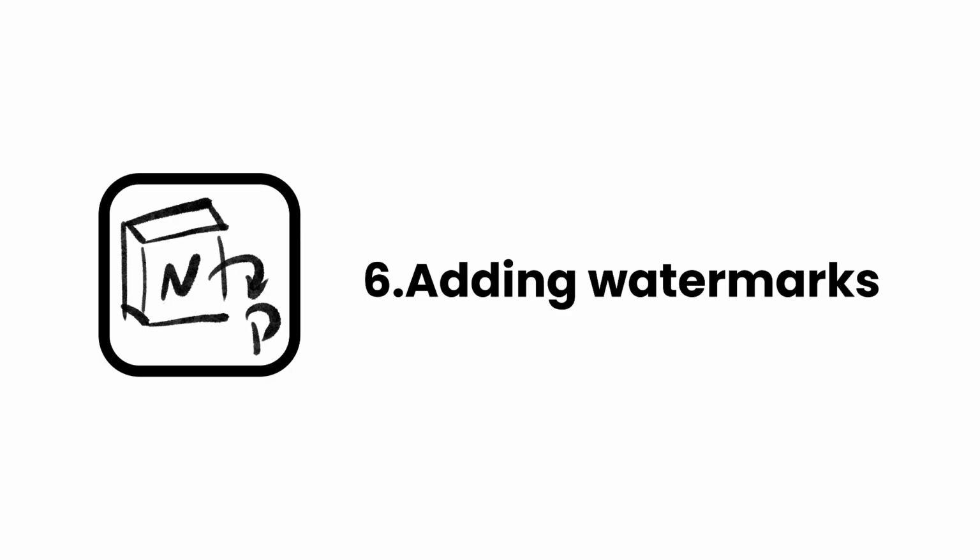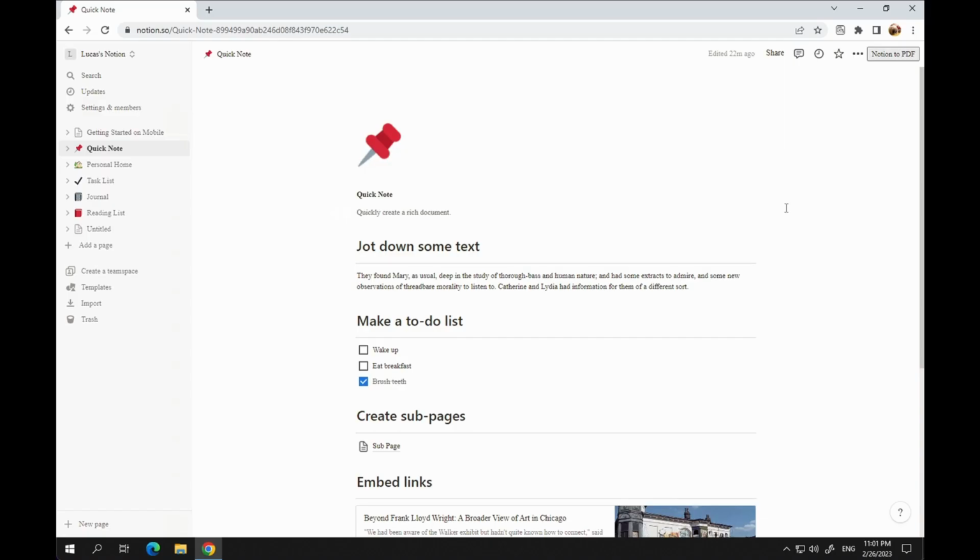6. Adding watermarks. Notion to PDF allows you to add watermarks to your PDF document. This is especially useful if you're sharing sensitive information and want to ensure that your document isn't copied or shared without your permission. Open the Notion page that you want to export as a PDF.